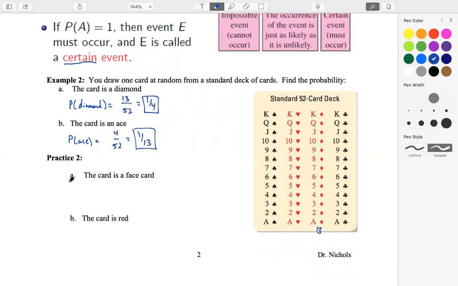All right, now in Edpuzzle, put your answers for practice 2A and B.